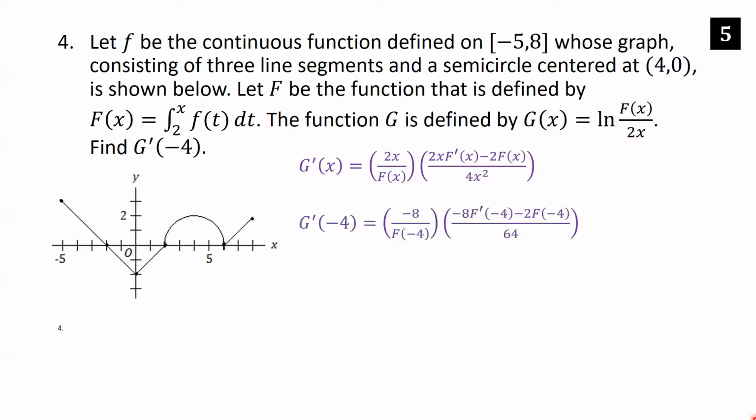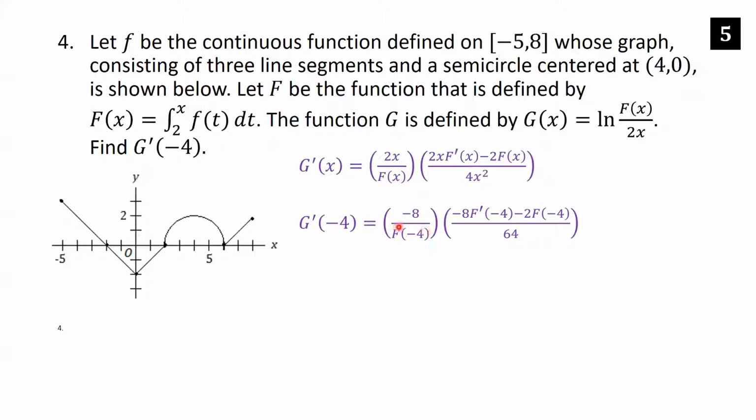Okay, so we want to compute g prime of -4. So let's see, 2 times -4 is -8. That's over capital F of -4. Again, 2 times -4 is -8. F prime of -4 minus 2 times F of -4 over 4 squared, 16 times another 4 is 64.